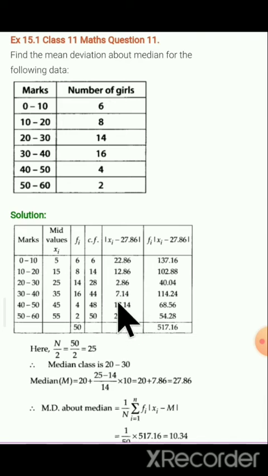Next, multiply these observations by the frequencies, and we will get this. Next, take the sum of all the observations. Therefore, the mean deviation about the median is 1 by n into the summation of fi into xi minus M. So that is 1 by 50 into 517.16, that equals 10.34.